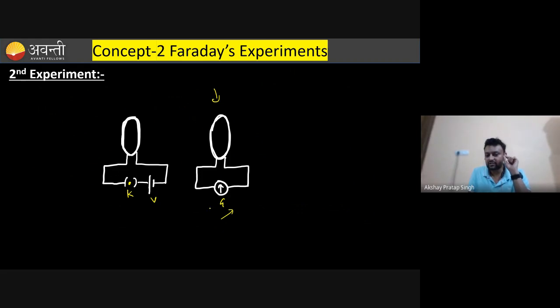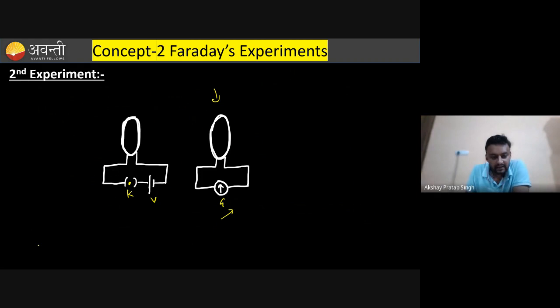And the deflection was only for a moment, when you closed the key. The needle, which was stationary before, deflected and returned back for a moment. There is a momentary displacement, or you can say deflection, in the galvanometer. Now there is no current.